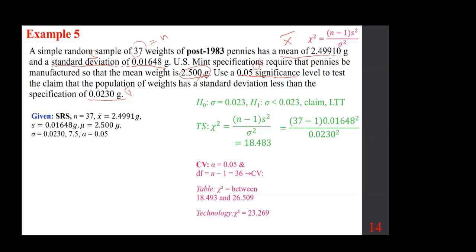Table doesn't give you an answer. So it's between those two numbers because the degrees of freedom is not there. I'll show you in a moment. And technology gives you obviously a number in between because it can. In a matter of comparison, as you can see, even though we don't have the answer, we know for sure the critical value is larger than 18.493. Even that one is larger than the test statistic. That means it puts us in the rejection region.